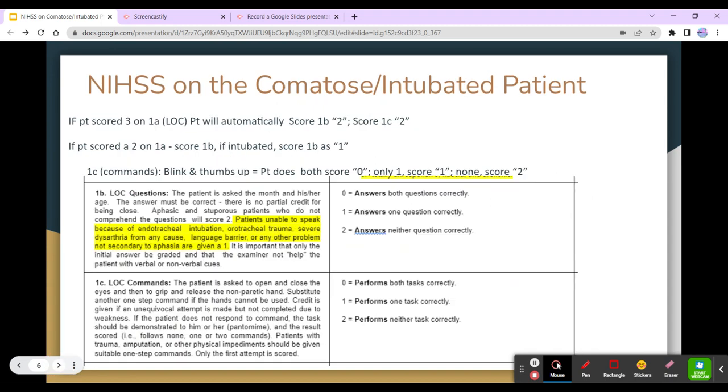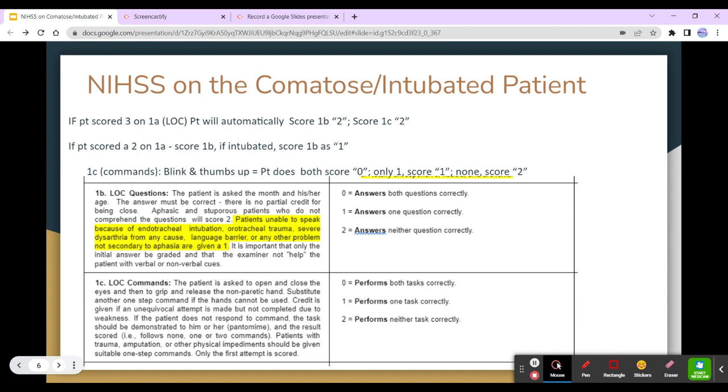If the patient scored a 3 on 1A, they automatically score a 2 on 1B and a 2 on 1C. If they scored a 2 on 1A, then you have to go and score 1B. If they're intubated, then they automatically get a 1. If they're not intubated, then you ask them a question, you see if you get any response, and then you score that appropriately.